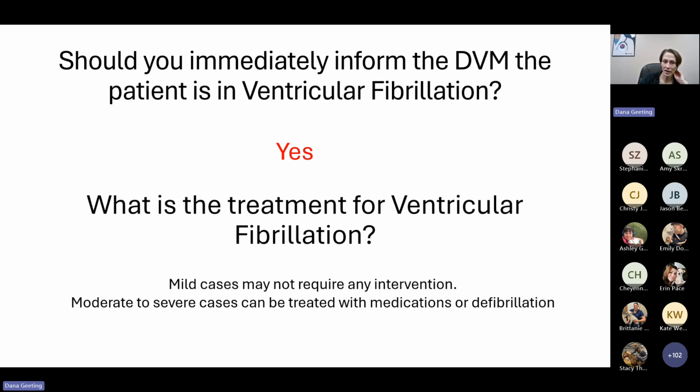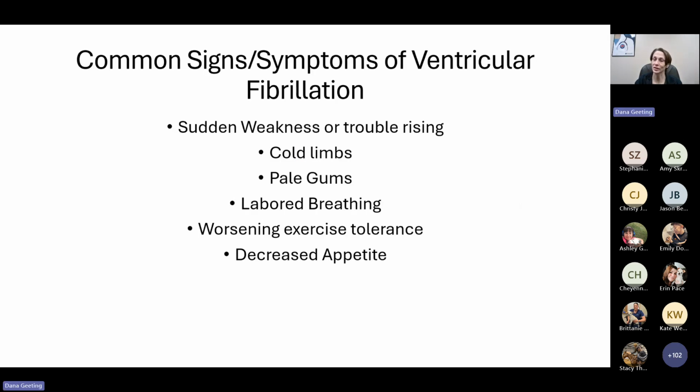In mild cases, sometimes it may not require intervention. Moderate to severe cases would be treated with medications, lidocaine, or defibrillation, because they are more than likely arresting, and at this point you are already doing CPR.